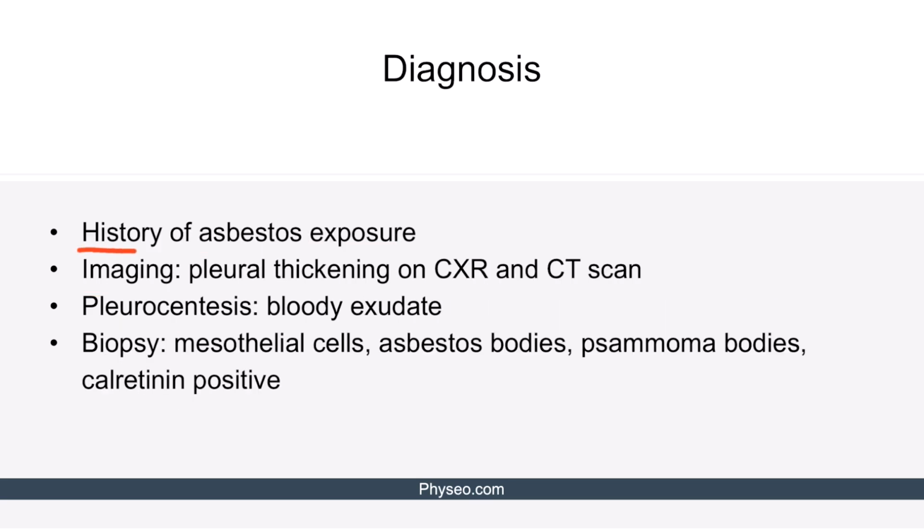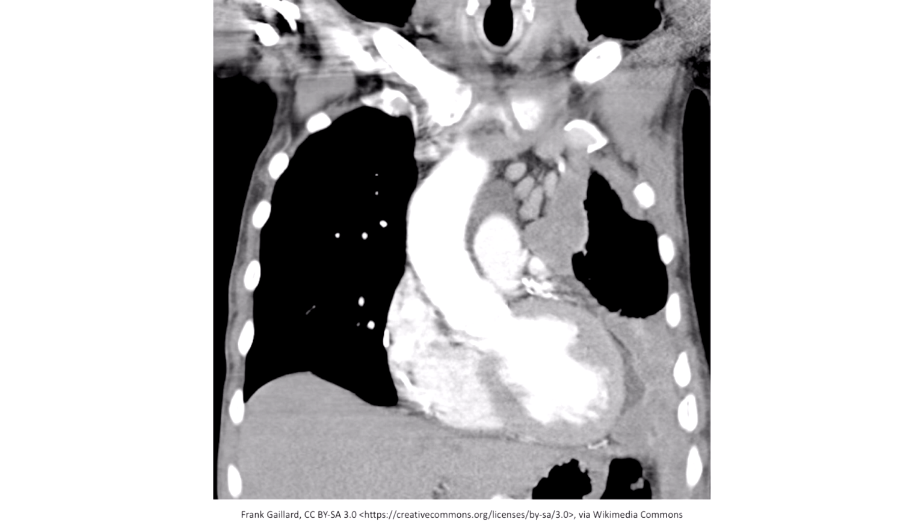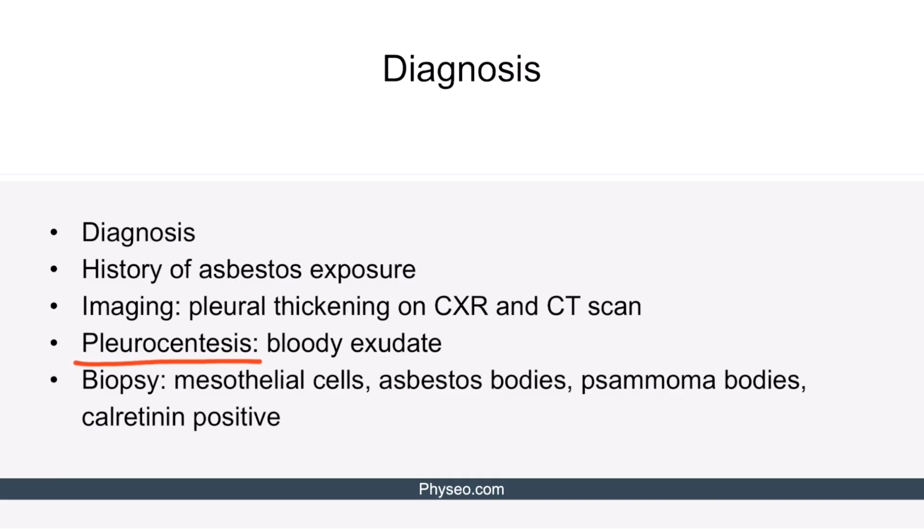Patients will have a history of asbestos exposure, and on imaging, pleural thickening can be seen on a chest X-ray as well as CT scans. This is a CT scan of the chest of a patient with left-sided mesothelioma. Notice the extensive pleural thickening and contraction of the left hemithorax. On pleurocentesis, bloody exudate can be seen.